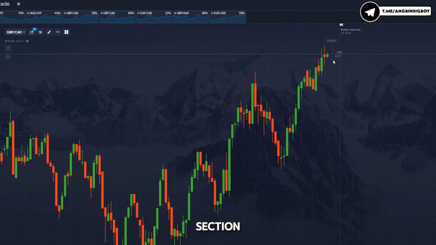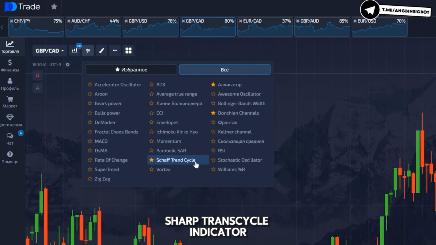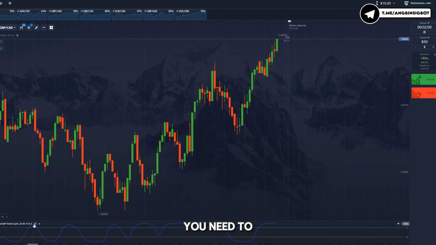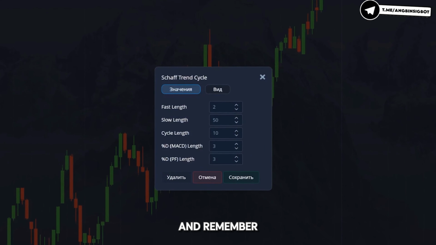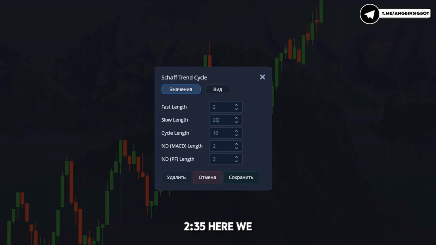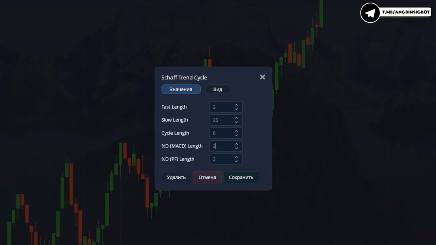In the indicator section, I enable the sharp trend cycle indicator. In this indicator, you need to change the fast and slow duration and other parameters. So just observe and remember. We will set 2:35, here we will change it to 6, keep the 3 and change it to 1.